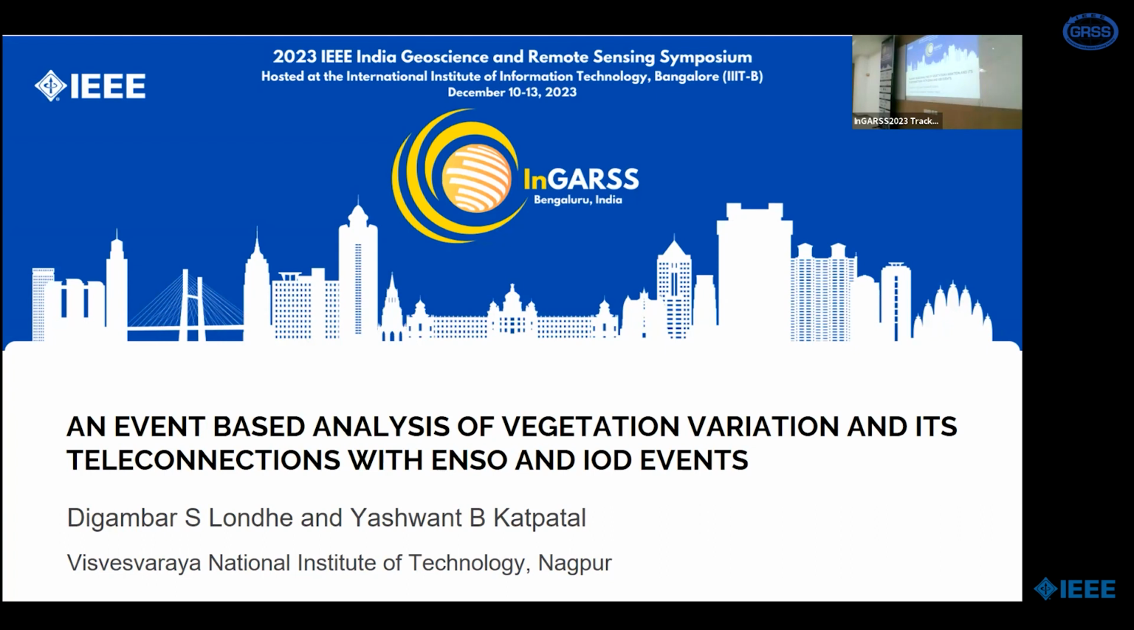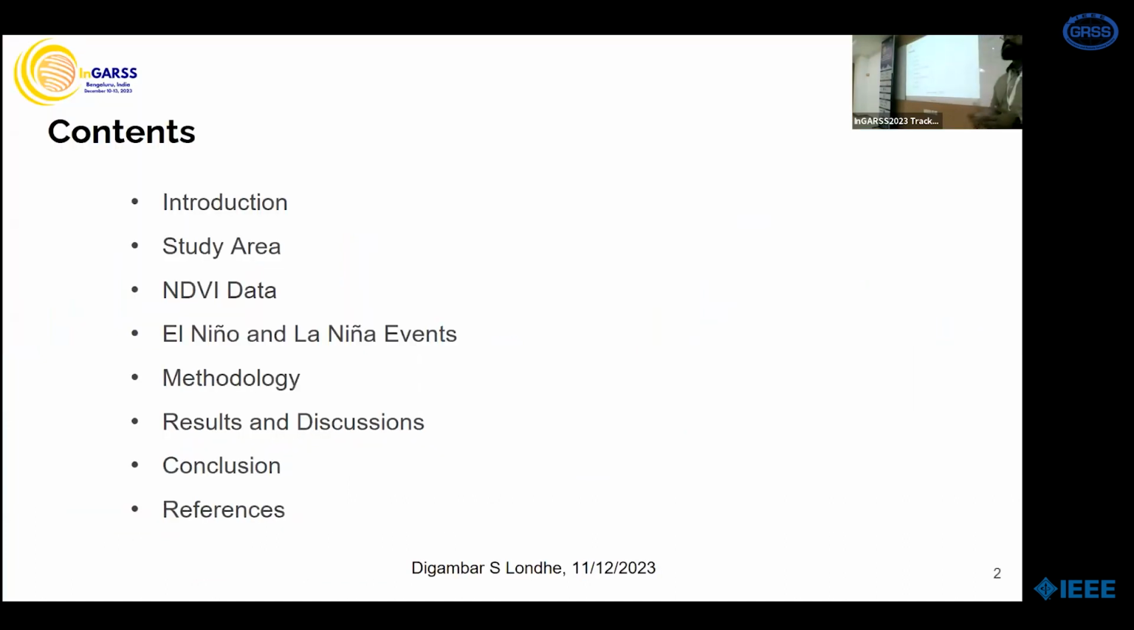I'm presenting my work related to an event-based analysis of vegetation variation and its teleconnection with ENSO and IOD. Vegetation is the most important parameter, and it is very quickly affected by climate change. Suppose there is a drought, the first thing affected is the vegetation. If there is a flood or good precipitation, the first thing affected is the vegetation. So it is very important to analyze its dynamics in connection with ENSO and IOD. ENSO and IOD are those climatic phenomena which affect the climatic pattern or climatic shift in the overall world. So these are the contents which I am going to explain.